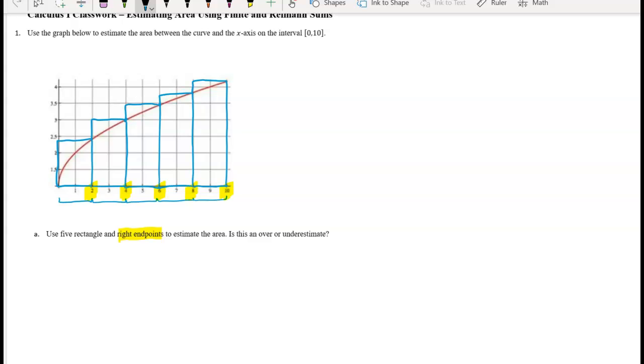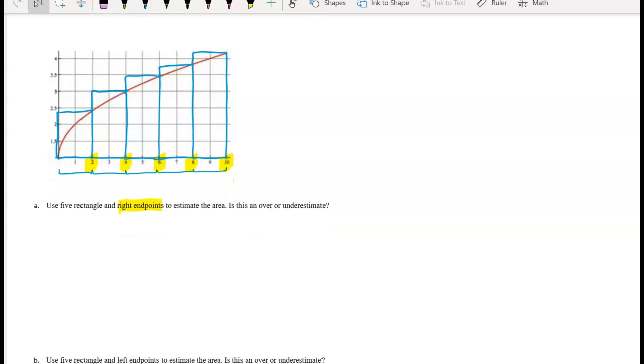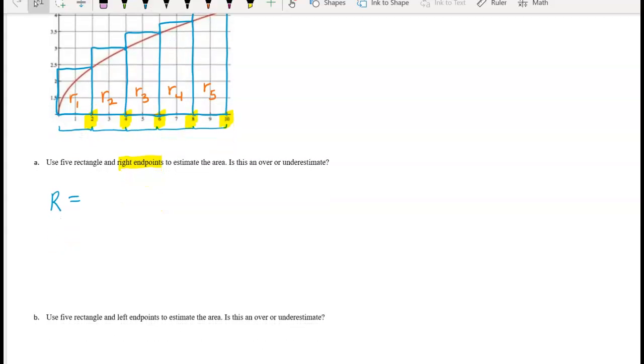Okay. So our total, I'm going to call that capital R for the Riemann sum. And it's going to be a rectangle, I'll call this R sub 1 plus R sub 2. I'm just using lowercase to denote the 5 different rectangles. Now the base of each of them is 2, as we saw. So we'll set this up like this. R sub 1 plus R sub 2. So here are my 5 rectangles. They're all going to have 2 as the base.